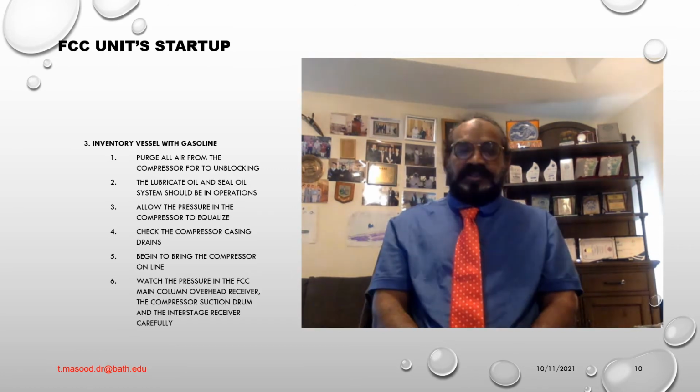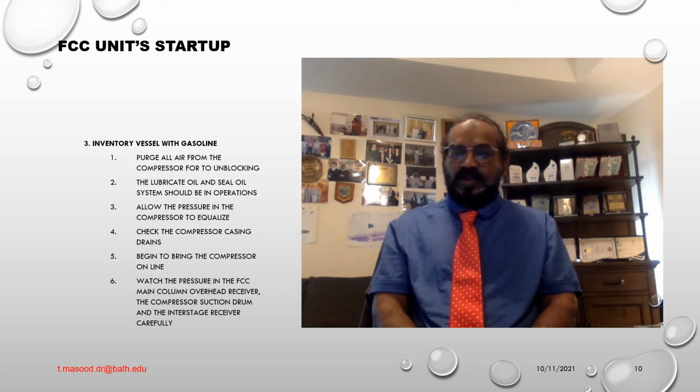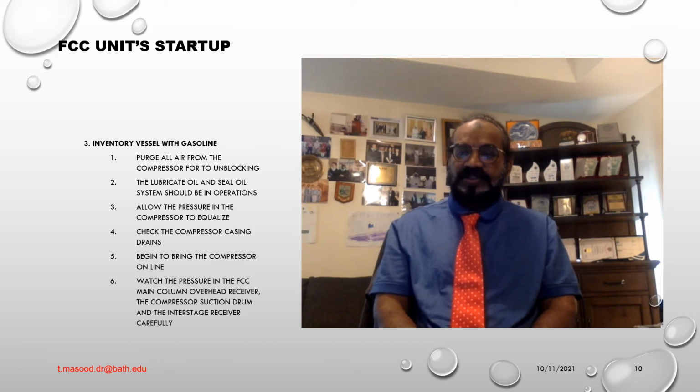Okay, inventory vessels with gasoline. Once vessels are under pressure with fuel gas, they can be filled with gasoline and internal circulation can be established. This will allow smooth control of levels and flow while feed is being started from the main column overhead system. The initial inventory is provided through the normal operating flow scheme.